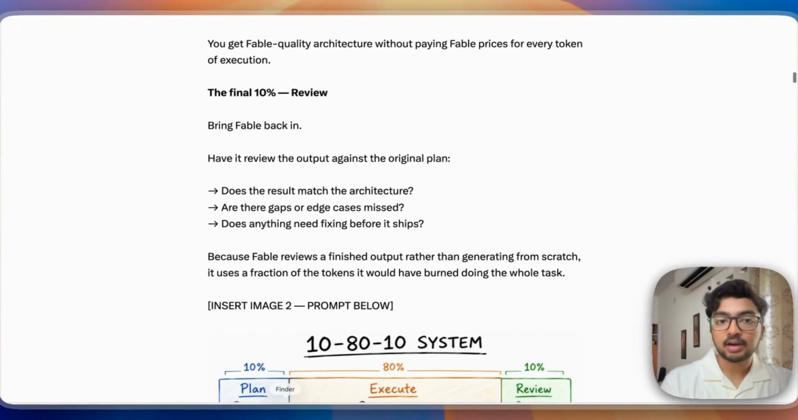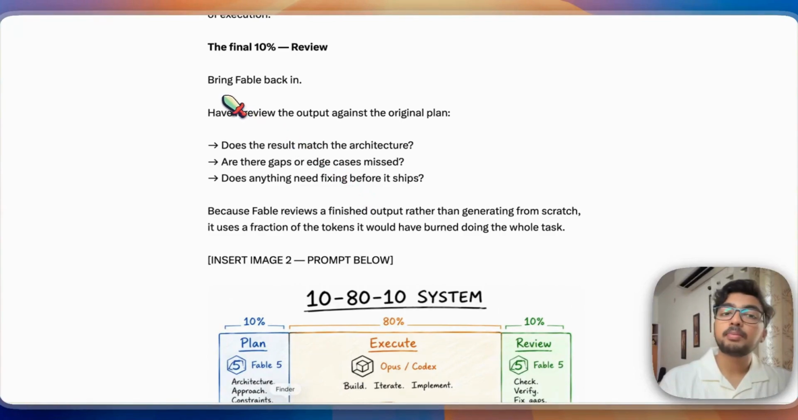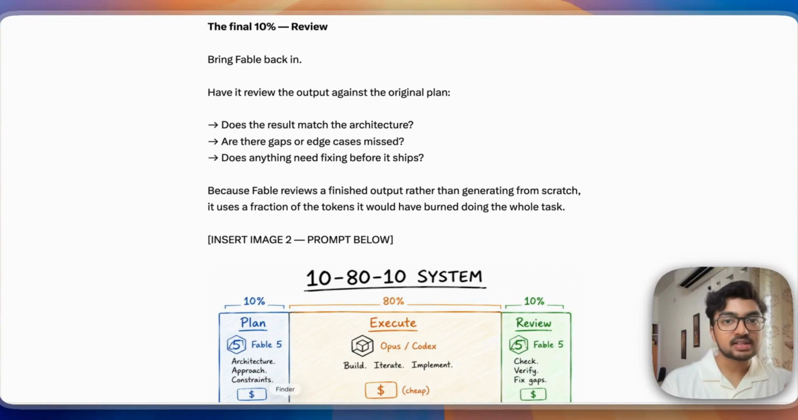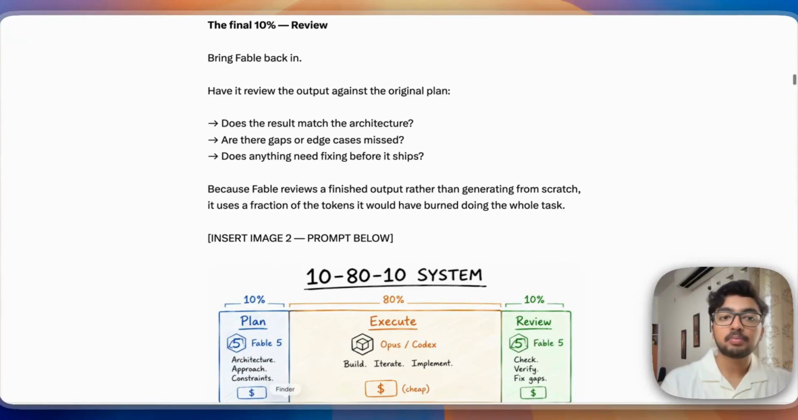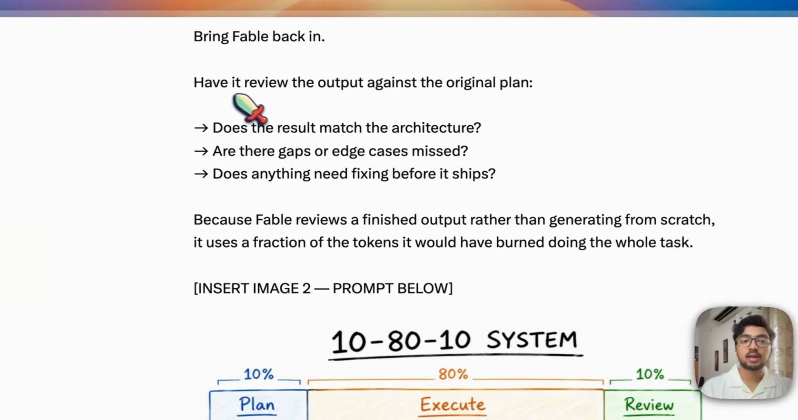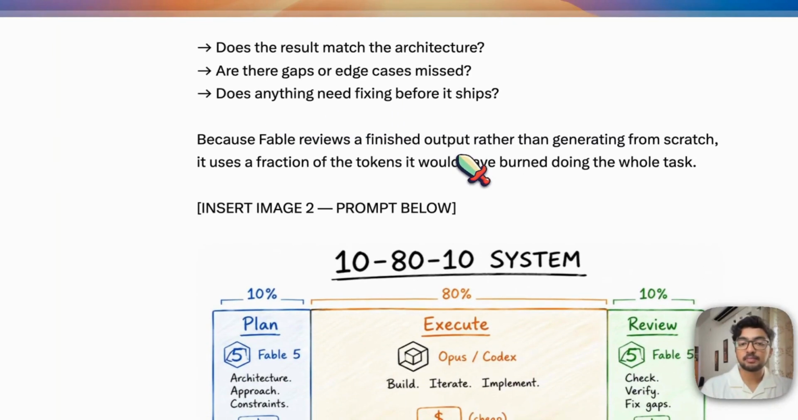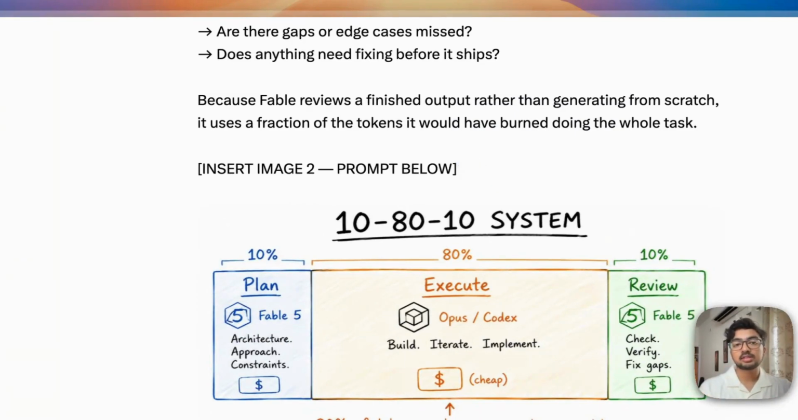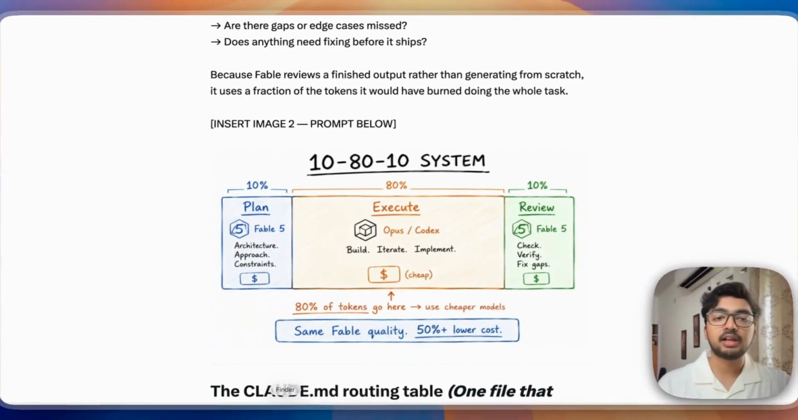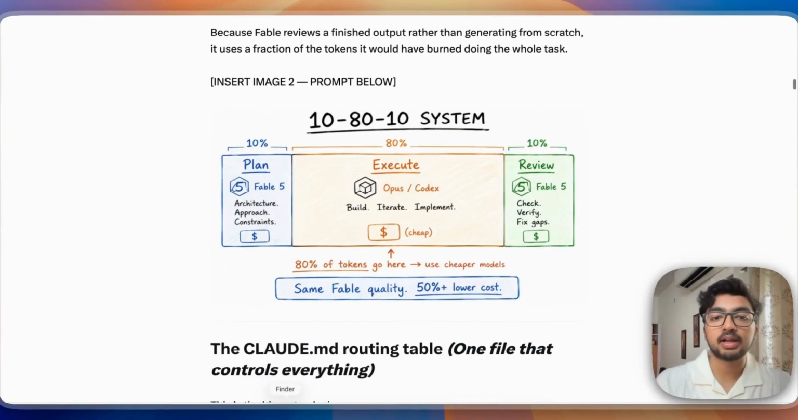Now, the final part is the 10% review. Now you can bring Fable back in. Fable is good at thinking and planning, and it is also good at reviewing things. When Opus has written all the code for you, you can bring back Fable and have it review the output against the original plan. Does the result match the architecture? Are there gaps or edge cases missing? Does anything need fixing before it ships? So it will take all these things into consideration and give you probably a markdown file or diffs that can help you understand what changes need to be made.